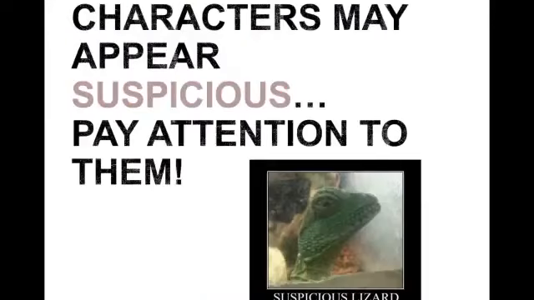Now, your characters may appear suspicious. Pay attention to them. Sometimes you might not be able to rely on the narrator, and sometimes you might not be able to rely on a character. Sometimes they might be doing something suspicious and foreshadowing that something might be happening to them, and you don't have all the information. So be careful with some of your characters. Some of your minor characters might turn out to be plot points. Pay attention to them.